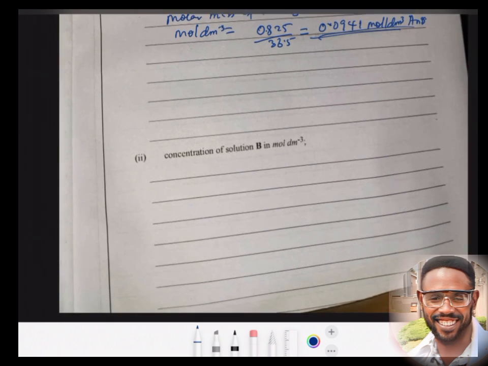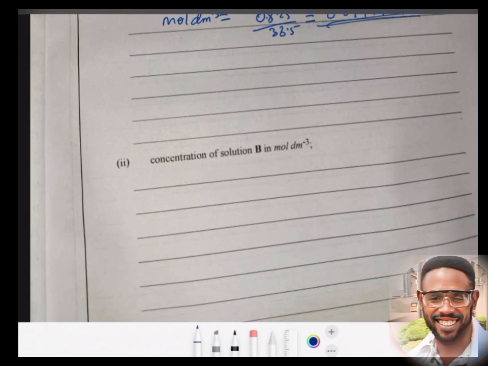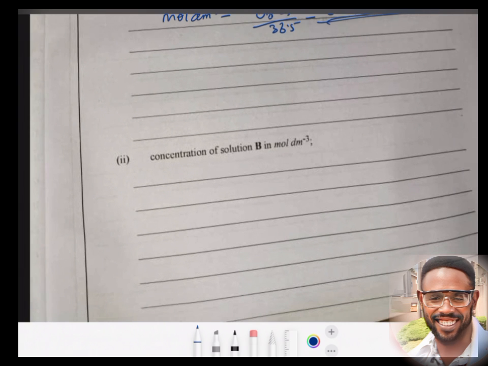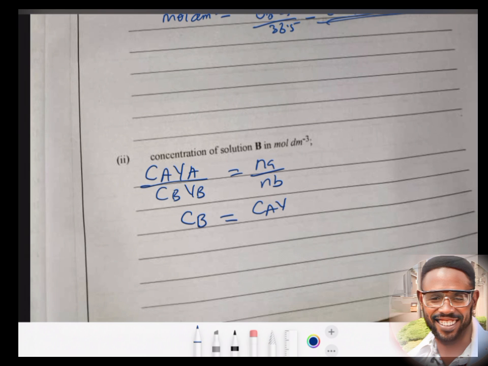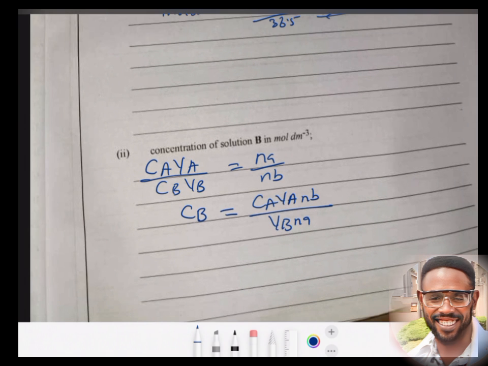So we move to the next, which says concentration of solution B in mole per dm cube. Solution B is 4 grams in 250, but that 4 grams is impure, so we don't know the mass concentration of the pure. Therefore, here we are going to use CaVa over CbVb equals Na over Nb. We are looking for Cb. Remember to make what we are looking for the subject of the formula. Cb is equal to CaVa Nb divided by Vb Na. And I hope the equation of reaction is still 1:1. I didn't look well, but let me assume it is.